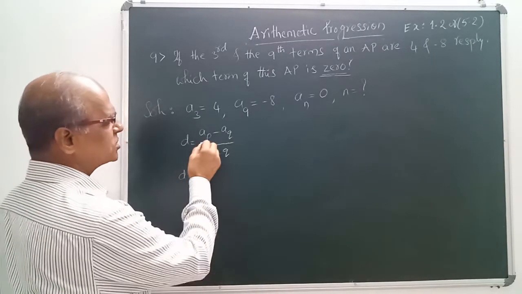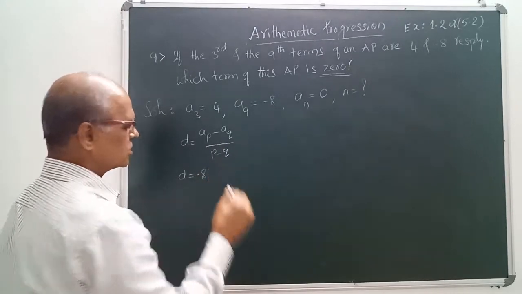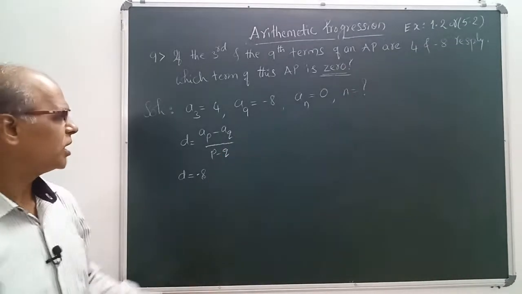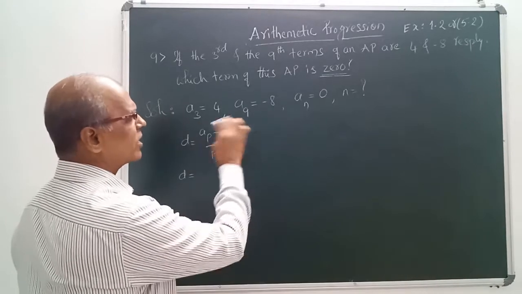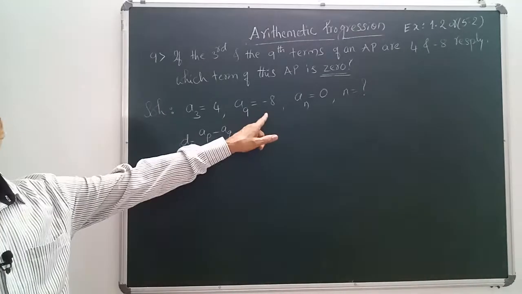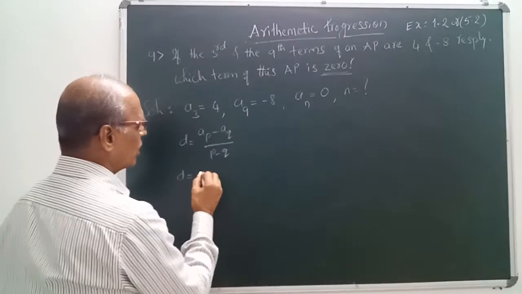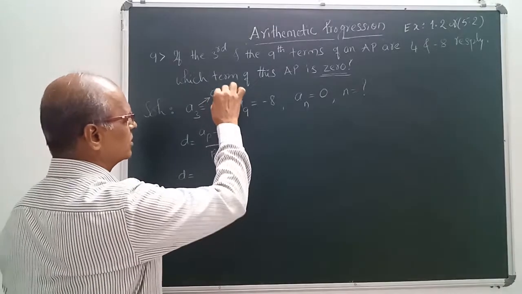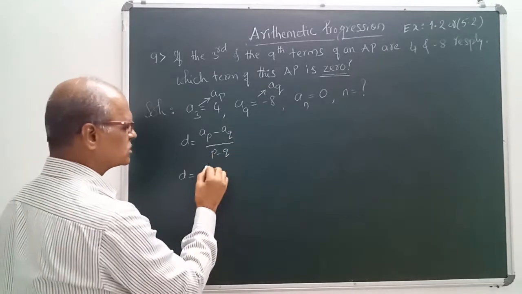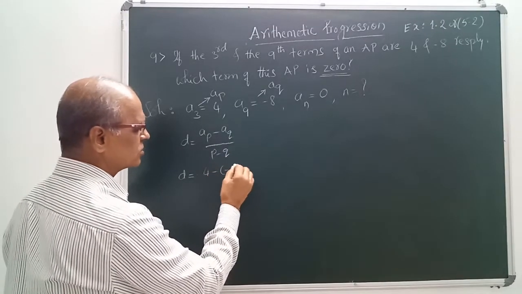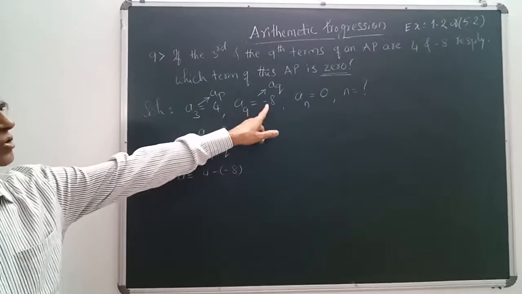d is equal to, what is our AP? You can take any one of these as AP and the next one as AQ. Okay, you take this as AP and this as AQ. Right. So AP minus AQ means 4 minus of minus 8. See, this minus is here, because the 9th term is negative.